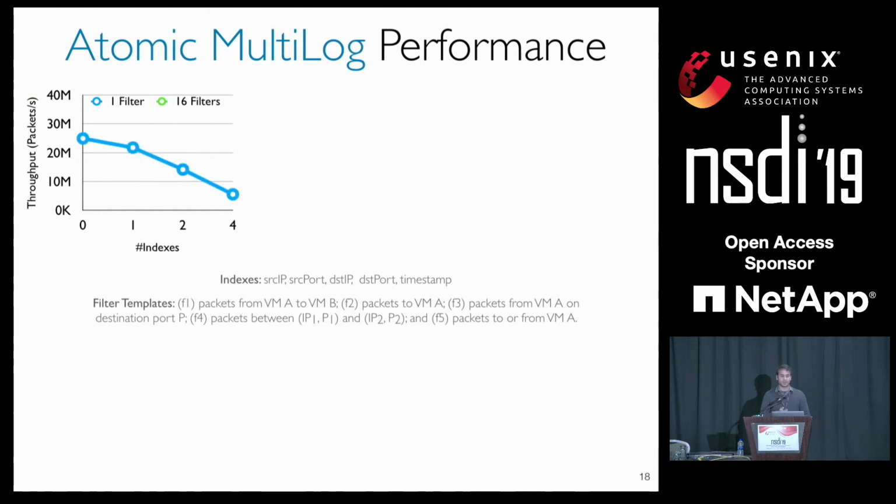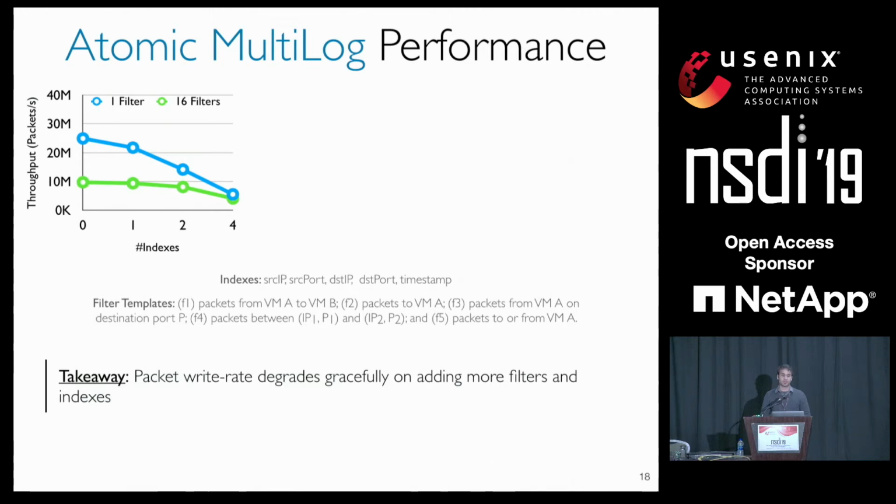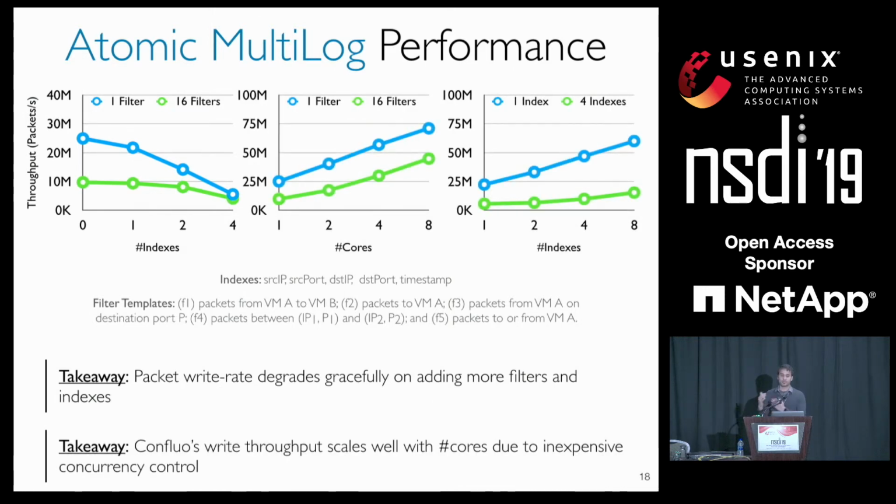If you look at this particular plot with one filter, Confluo is able to sustain packet write rates of almost 25 million packets per second, and this particular capture rate degrades gracefully as we add more indexes to the atomic multilog. The same trends are observed in terms of graceful degradation in performance as we add more per packet filters. What is even more interesting is that if we make more CPU cores available to the atomic multilog, the packet capture performance is able to scale almost linearly with the number of available CPU cores, both with multiple filters as well as multiple indexes. And this is mainly because of Confluo's relatively inexpensive linearizability and concurrency control mechanisms.